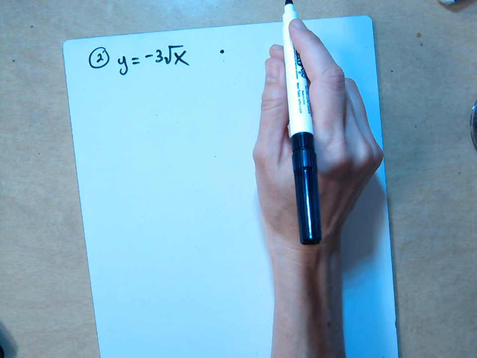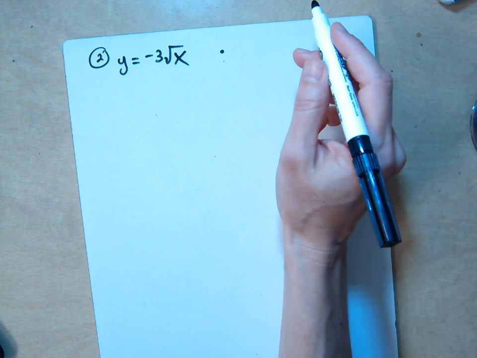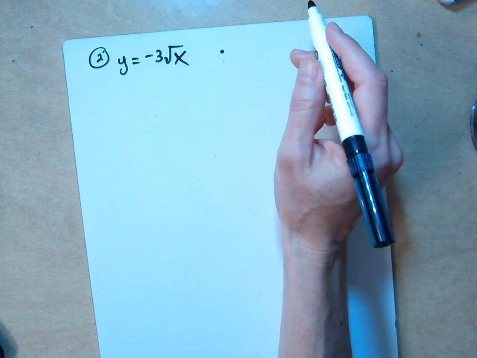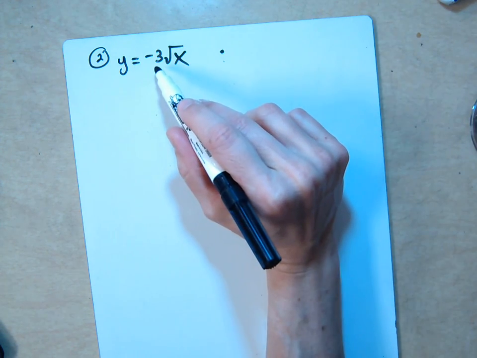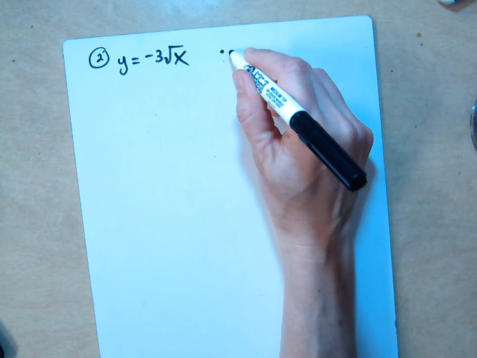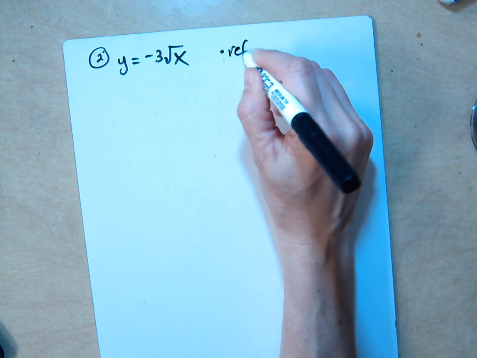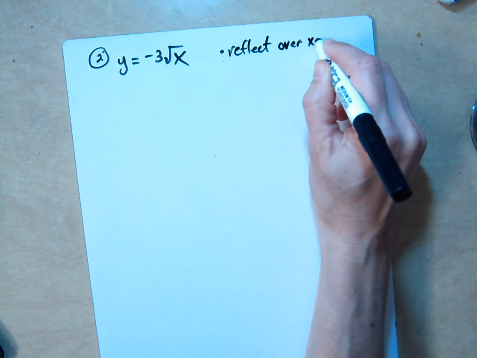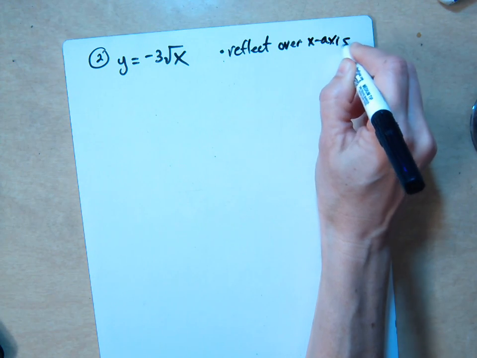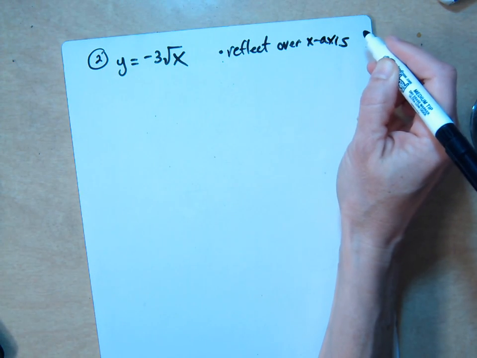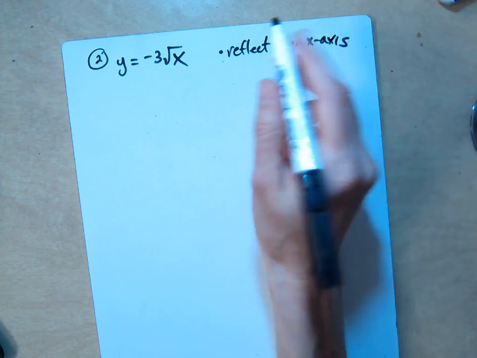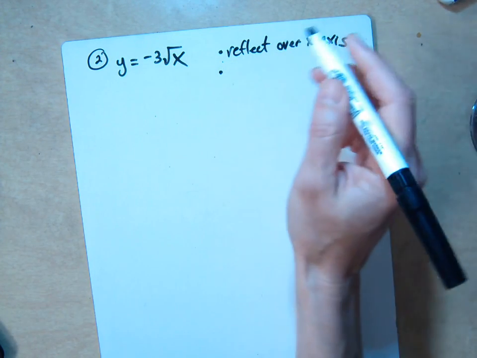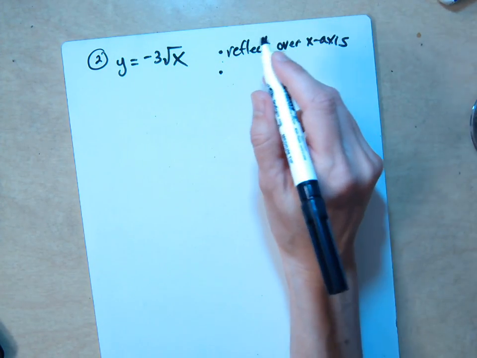I'm going to describe it right here. Because in your homework, sometimes I won't even tell you to graph it. I'll just say describe what's happening. So what does the negative do? Reflect. So you would write reflect over x-axis. This is how I want you to do number 16 to 24 in your homework. Just describe the transformation. You reflect over the x-axis, and now what does the 3 do?